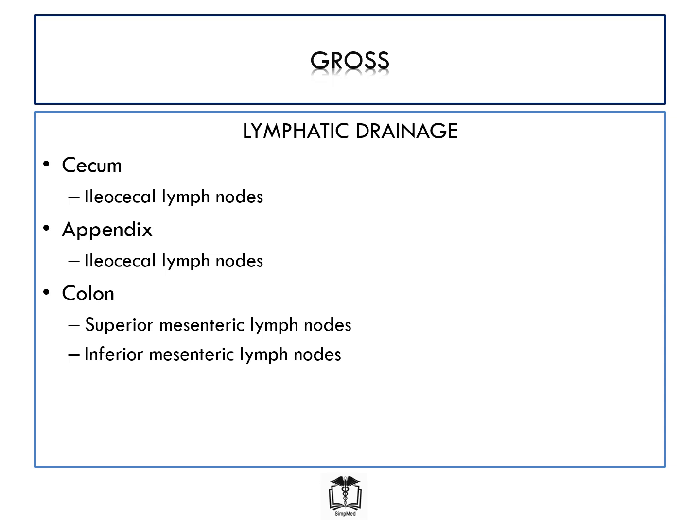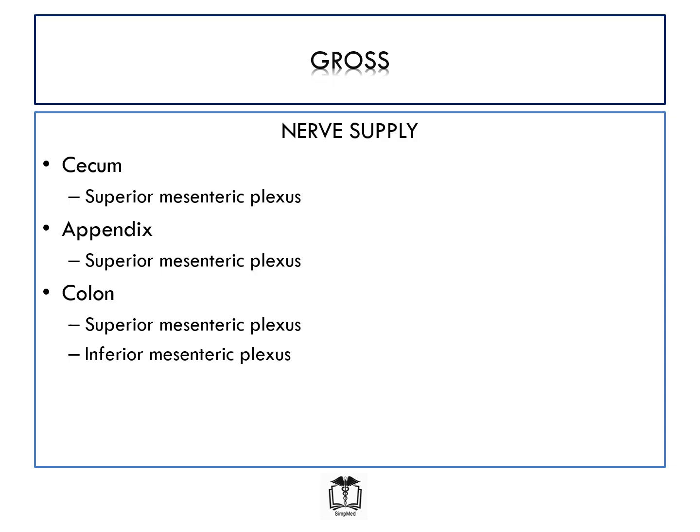Let's talk about lymphatics. Lymphatic drainage of the colon comes from a number of different lymph nodes. This includes the ileocolic lymph nodes for the cecum and the appendix, and then the superior and inferior mesenteric lymph nodes for the colon. Then finally, the nerve supply to the large intestine comes from the combination of the superior mesenteric plexus and the inferior mesenteric plexus.